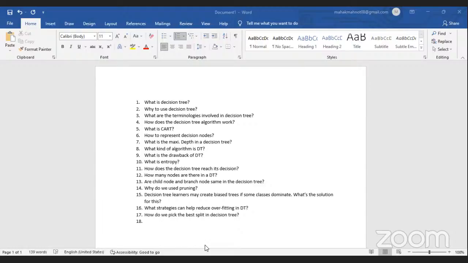Entropy stands for impurity. So by minimizing the impurity, definitely you will get the best split. Clear? Yeah. Next question.